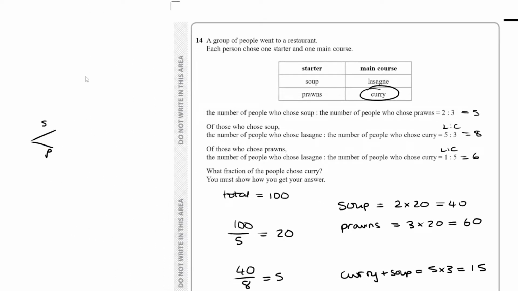Yeah, soup and prawns, you could make them into fractions and say soup is 2/5, prawns is 3/5. You could make then, what is it, lasagna and curry, 5/8, 3/8. Yeah, I guess you could do that. And then I guess you would just do soup and curry and then prawns and curry. Let's see if that works.